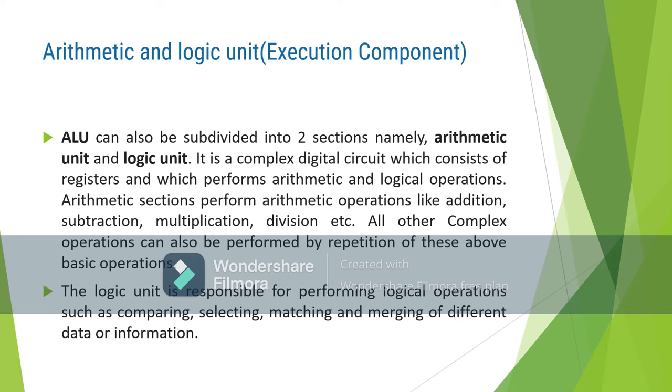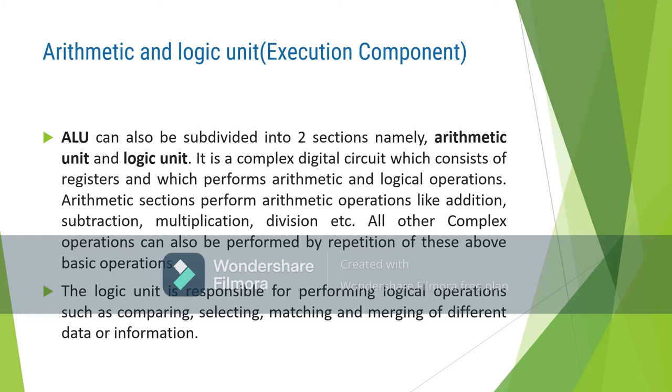ALU can also be subdivided into two sections, namely arithmetic unit and logical unit. The arithmetic unit performs all the arithmetic operations and the logic unit performs all the logical operations. It is a complex digital circuit which consists of registers and performs arithmetic and logical operations. Arithmetic sections perform arithmetic operations like addition, subtraction, multiplication, division, etc. All other complex operations can also be performed by repetition of these basic instructions.